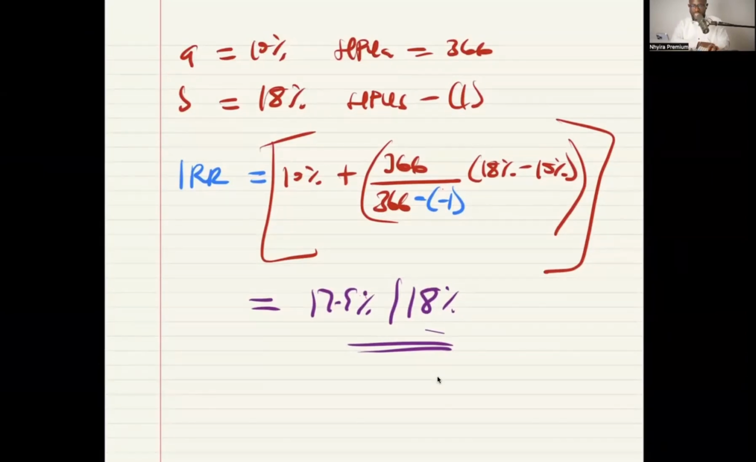We're done. 18%. Now I want you to understand what is going on. IRR is the rate at which the NPV of the project will be 0. It means if we should undertake this project and the cost of capital becomes 18%, then the NPV of the project will be 0. We are breaking even then.